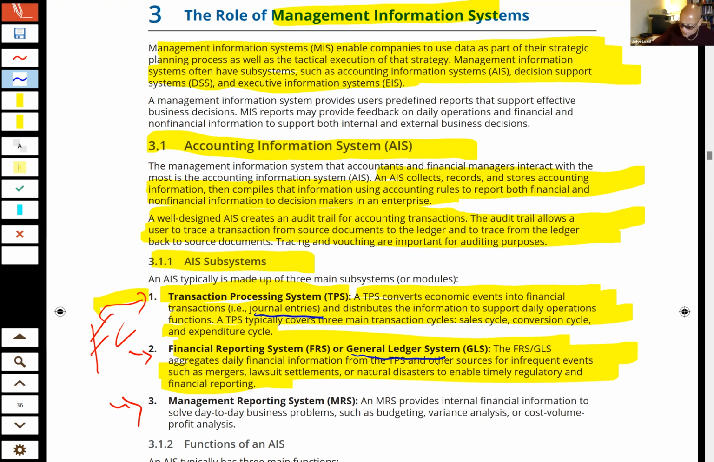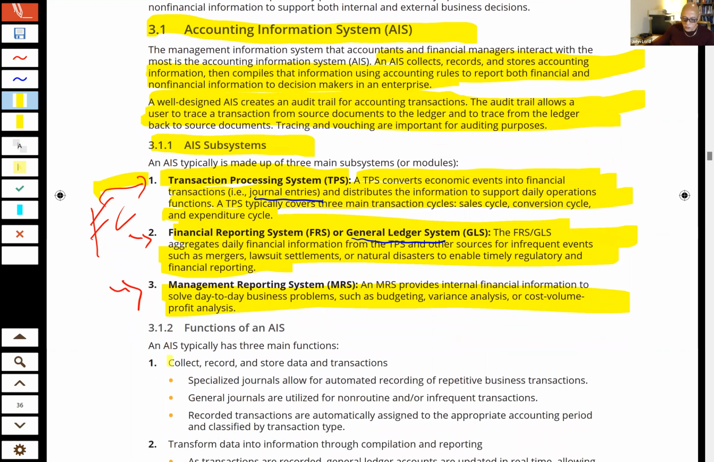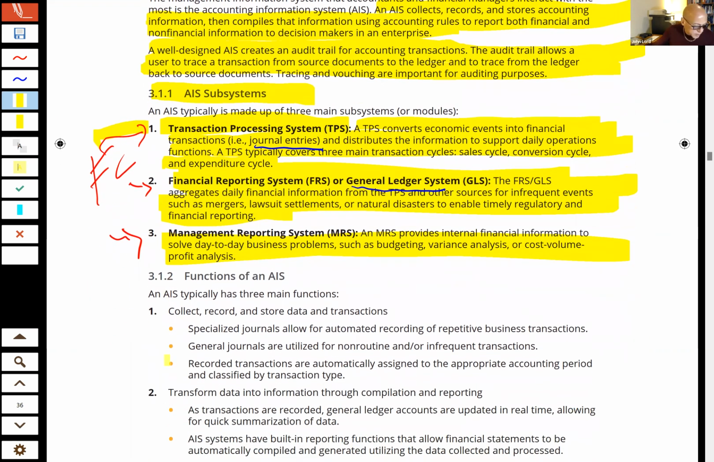And then the management reporting system, now we're starting to get into something that's obviously going to be more internal, such as variance analysis, cost, volume, profit analysis, etc. Okay, so flashcard the AIS subsystems, with the first two really leaning more towards external. That third one is leaning towards internal reporting.